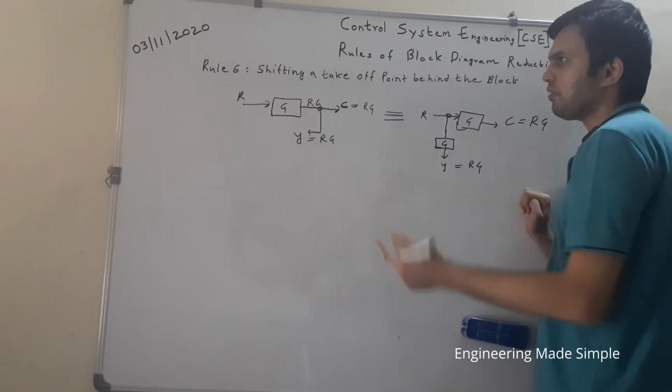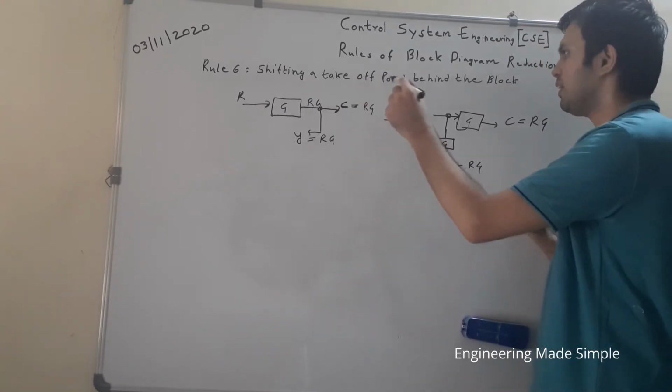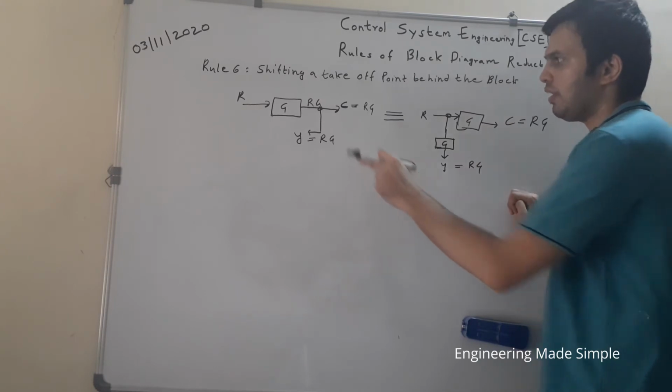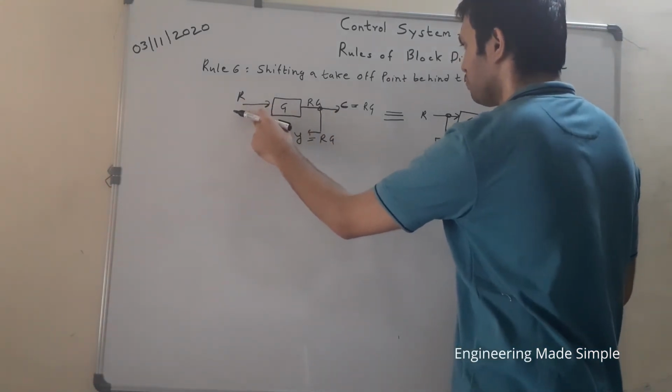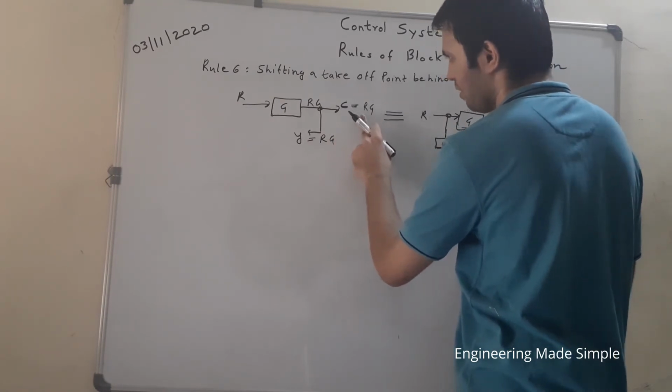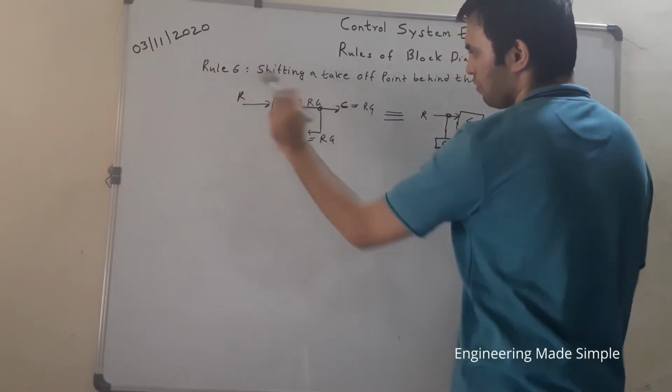Now we are going to study sixth rule, which is shifting a takeoff point behind the block. Now this is the takeoff point, as you can see over here. This is a gain block. This is our input R and output C, that is C of S output and R of S is the input.